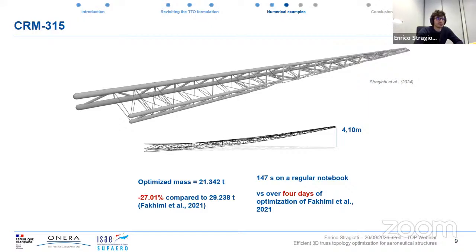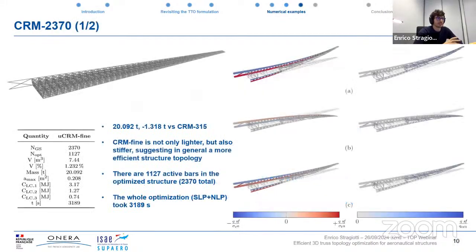So as the calculation time was pretty low, we decided to explore some more complex ground structures. We have here a ground structure with almost 10 times the number of elements. So it was 2,370 different members. And we see that the solution actually is not only lighter, but also stiffer, suggesting that in general, we found a more efficient structural topology.